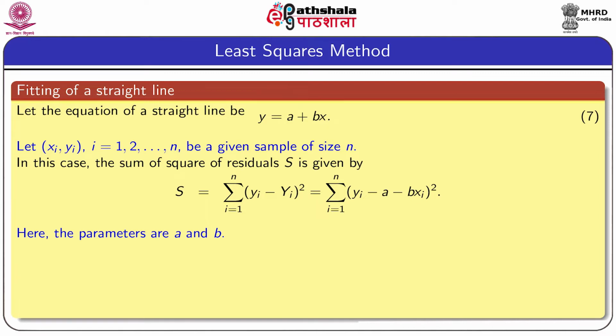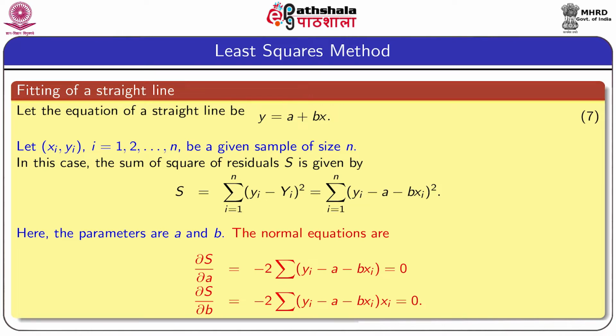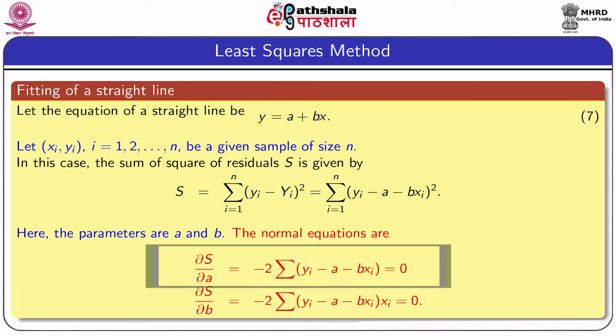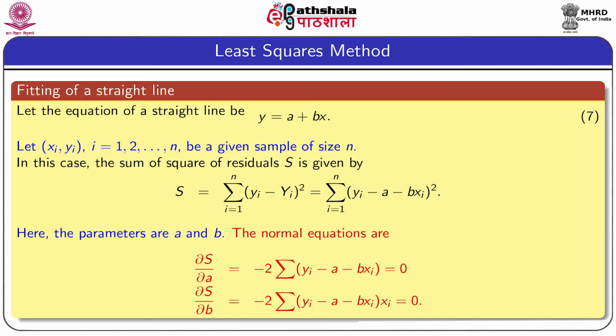Here a and b are the unknown parameters. The normal equations for this are del s by del a equal to minus 2 summation (yi minus a minus bxi), which is equal to 0, and the other normal equation is del s by del b equal to minus 2 summation (yi minus a minus bxi) into xi equal to 0.